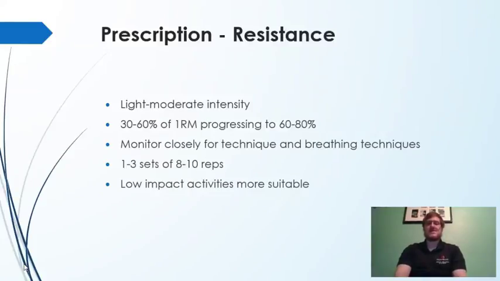Prescription for resistance exercise. Light to moderate training intensity. 30 to 60% of your 1 rep max, eventually progressing to 60 to 80%. Monitor closely for technique as well as breathing. 1 to 3 sets of 8 to 10 reps. Low impact activities are most suitable for these types of clients.